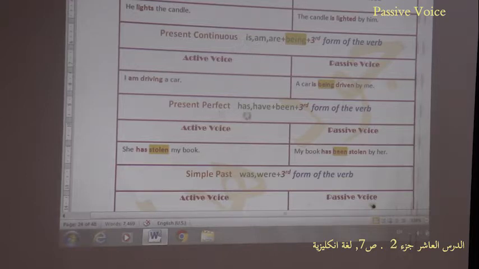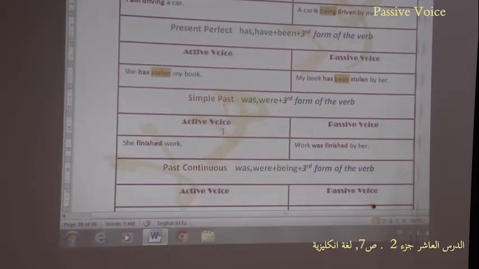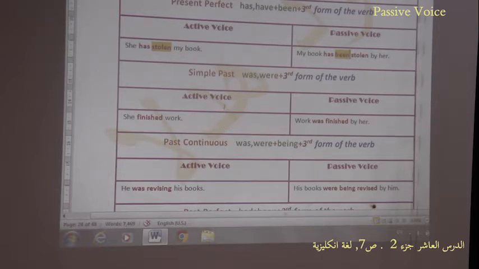Present perfect: have or has been plus the third form, as you can see in this chart. Now another form, simple past. In the introductory sentence, the verb is used in the second form. We only need to add -ed to the regular verb, and we need to learn the second form of verbs in the irregular verbs list.